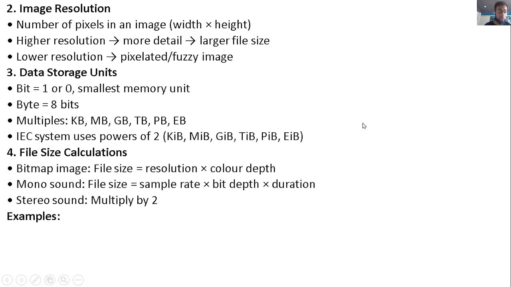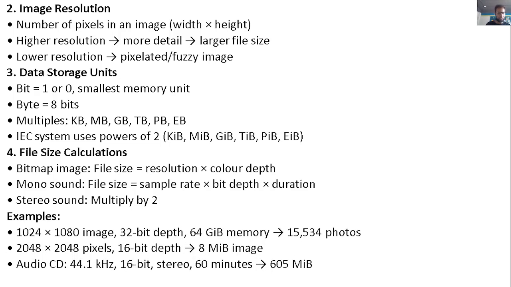File size calculation: how do we calculate the file size? Bitmap image file size equals resolution multiplied by color depth, the number of colors it can process. For sound, we use sample rate multiplied by bit depth multiplied by duration. Stereo sound means we multiply it by 2. We'll study that later.